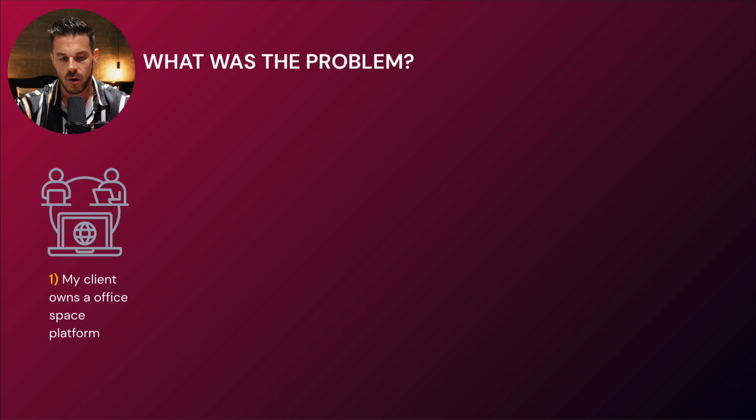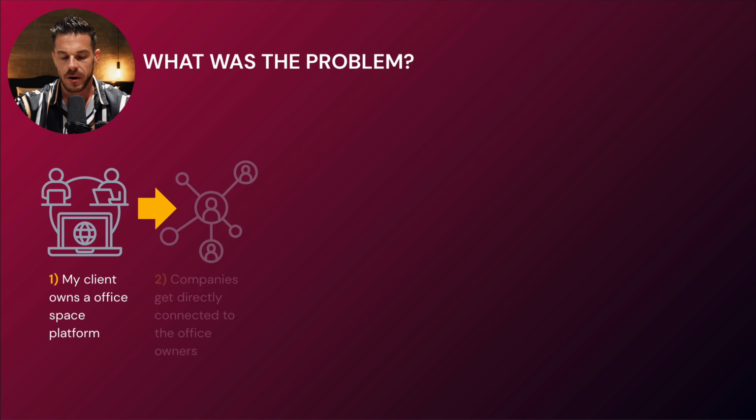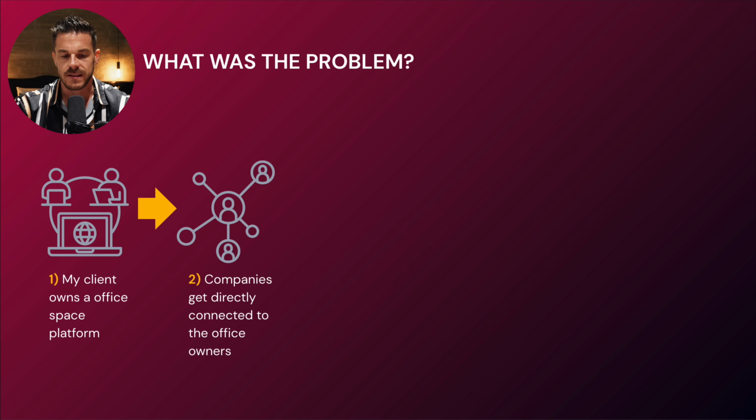My client owns a platform for office space. So companies can list their office there and then they can rent it out to other people or other companies. And part of the business model is that the companies get directly connected to the office owners without the platform having to do the transaction and the payment. And this is of course great for the office owners and also for the people looking for an office because everything is super fast and direct.